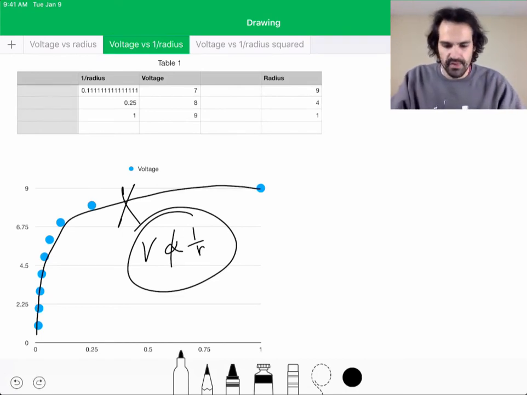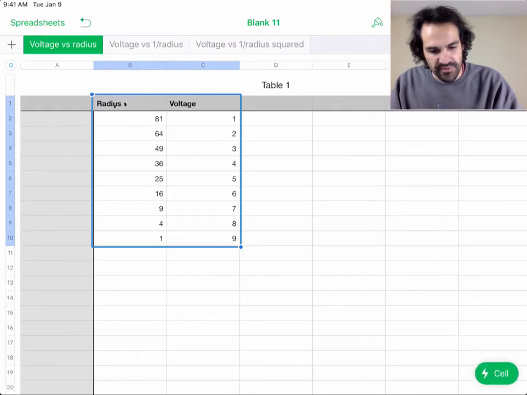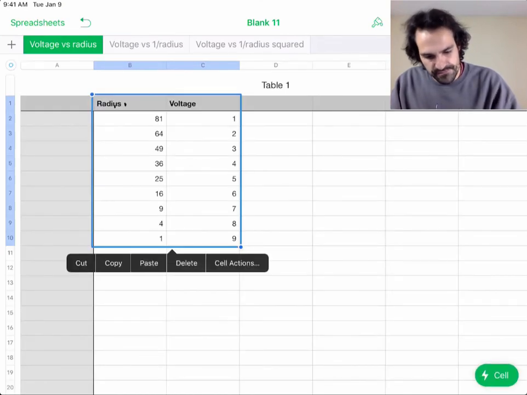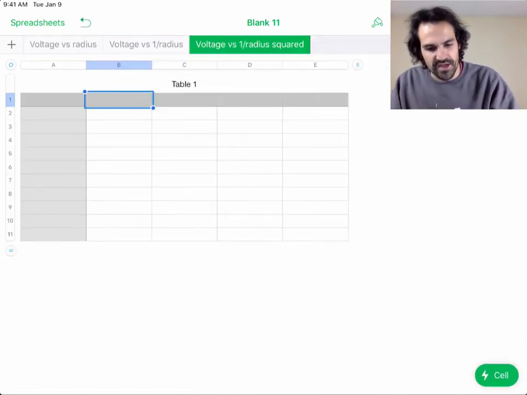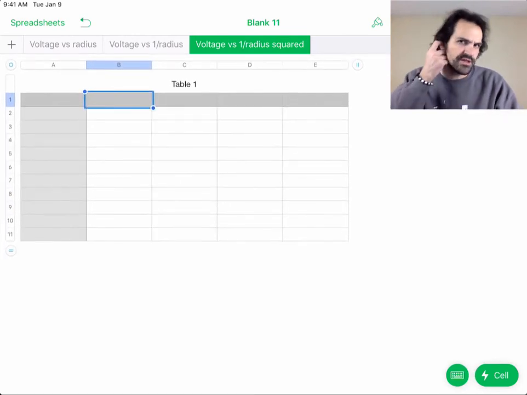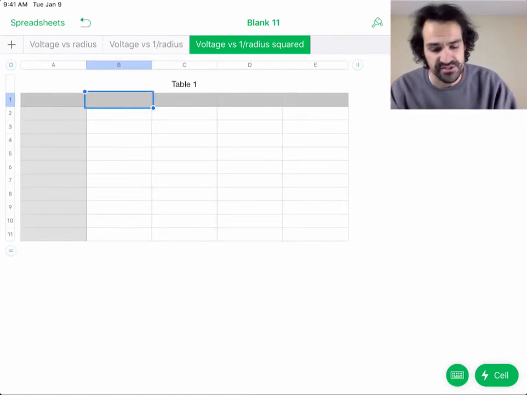There it is. So now, again, if it's not 1 over radius, we have to jump to 1 over radius cubed. So again, I'm going to copy my original data to a third tab, 1 over radius squared. I think I said cubed. I'm sorry, 1 over radius squared.